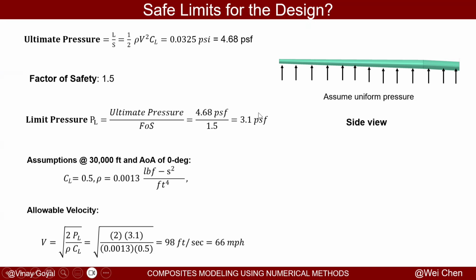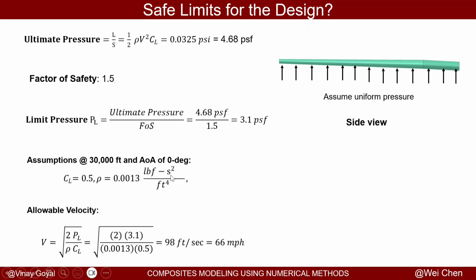I'm using foot squared because the remaining calculations will be using units of foot. The model was performed in inches, however. So we'll assume that at 30,000 feet and an angle of attack of 0 degrees, the lift coefficient is 0.5. The density is calculated from tables as 0.0013, in units of pound force second squared divided by feet to the 4th. These values may not be extremely accurate, but this is just an exemplar of how these calculations are made.